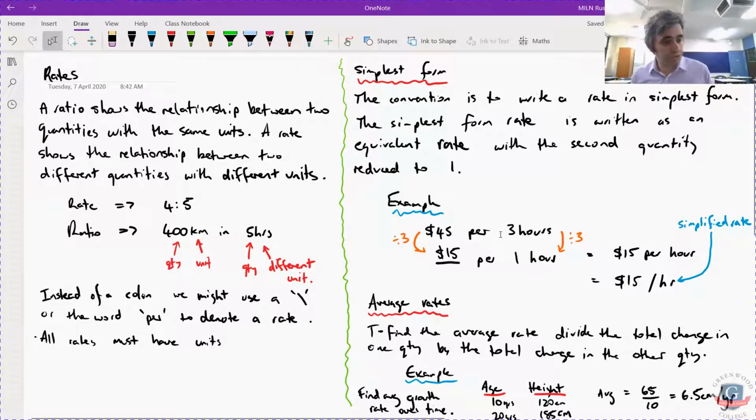Once you've had a watch of this and read it carefully, you can complete the exercise. Let's have a look. Rates. It's written on the page.